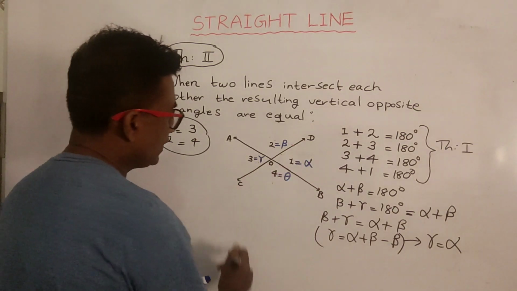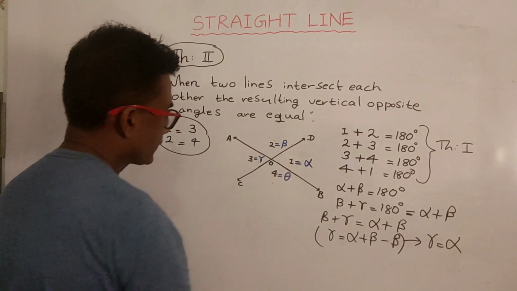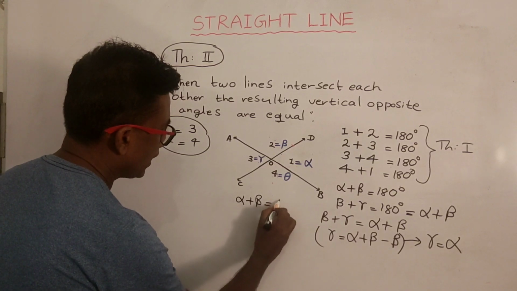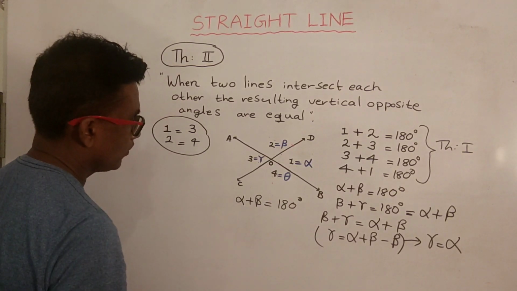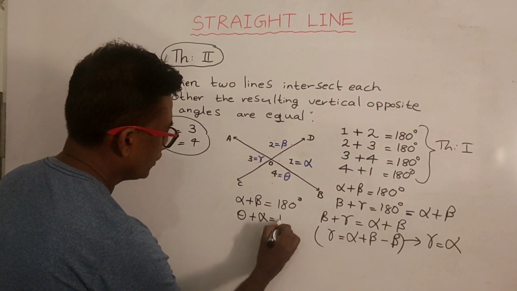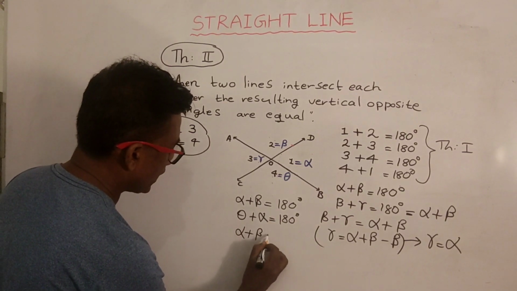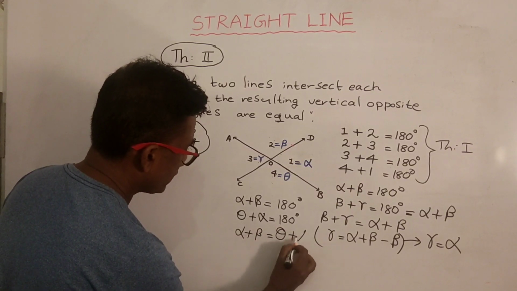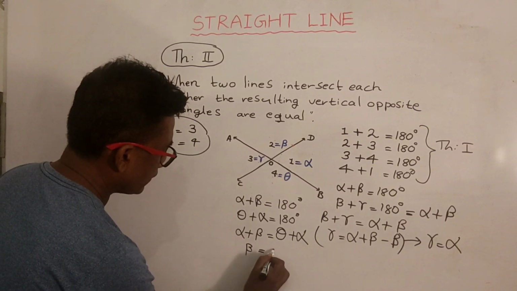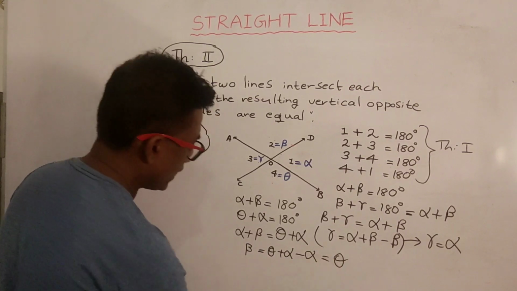Similarly, we can easily prove that beta is equal to theta. Why? Alpha plus beta is 180 degrees. Theta plus alpha is also 180 degrees. So alpha plus beta is equal to theta plus alpha. So beta is equal to theta plus alpha minus alpha, which is theta.